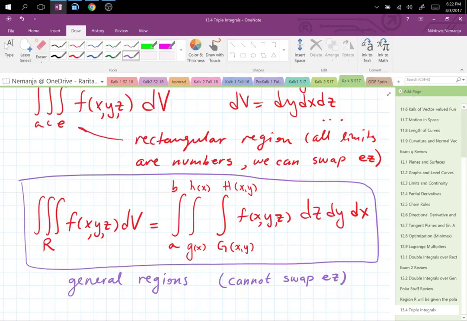And as I said, calculation-wise, the inner integral first, move to the middle one, move to the outer, make sure you get a number at the end. And when you're setting up, if you end up with any variable on the outer integral, you're doing it wrong. That's how it goes. Yes?